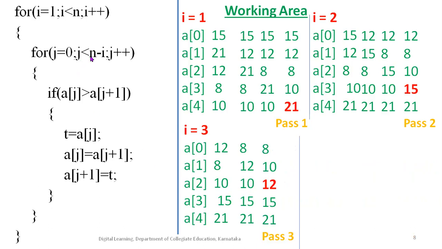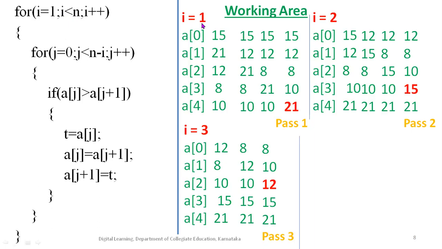So since the J loop has reached its final value, at the end we can observe that the third largest element, which is 12, has occupied its place. So this we call pass 3. Again, now the I value has to increase. So I loop, you can observe that I started from 1 and the final value of I is less than n, means less than 5, which is 4. So I loop has to repeat for 4 times.